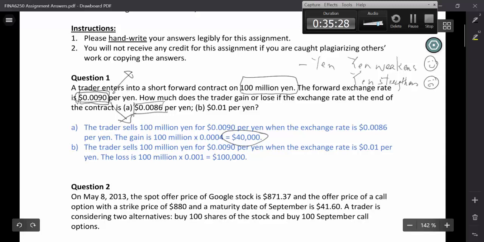Okay. What's question 2? Question B. How much does the trader gain or if the exchange rate at the end is? Okay, in the other one it goes up. So that's why you have a loss. Okay.